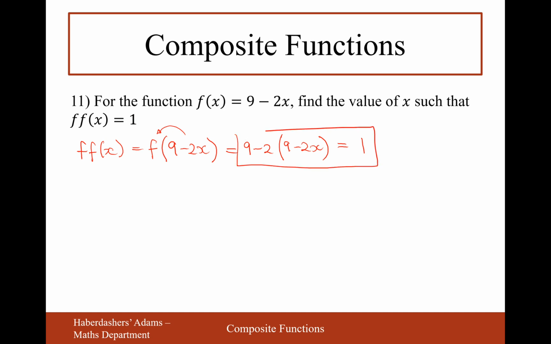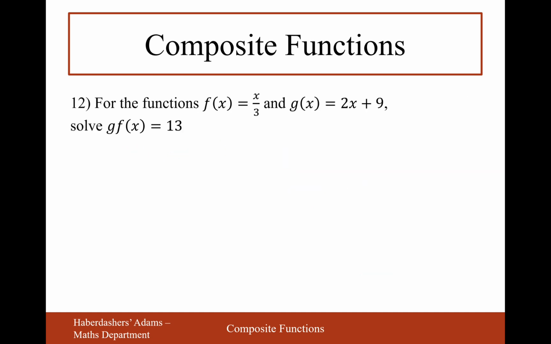And now I've got an equation. But what I'm going to do is simplify what's on the left-hand side first. I'm going to write 9 minus 18 from expanding the brackets, and then plus 4x from expanding the brackets again. So all I've done on the left-hand side is just expanded the brackets. Now I'm just going to simplify the left-hand side, so that would be minus 9 plus 4x equals 1. I'm then going to add 9 onto the other side to make it 10, and then divide by 4 to make it 2.5. So 2.5 is my answer there.